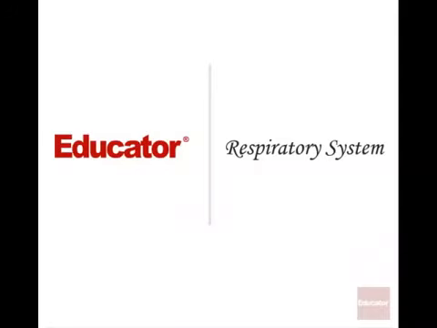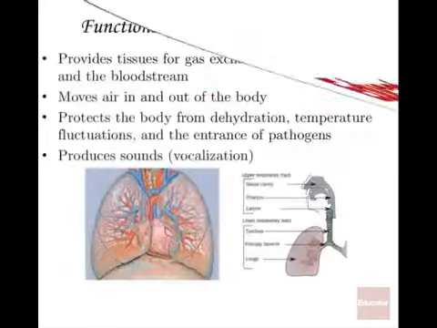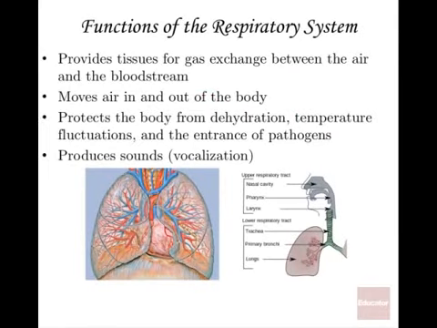This is the lesson on the respiratory system. The functions of the respiratory system include, of course, providing tissues for gas exchange between the air and the bloodstream. Every animal needs gases to help them do aerobic respiration, and we're definitely one of them. We need oxygen gas being supplied to our tissues all throughout our life, especially the ones that are working really hard, like our muscles and our brain, of course.